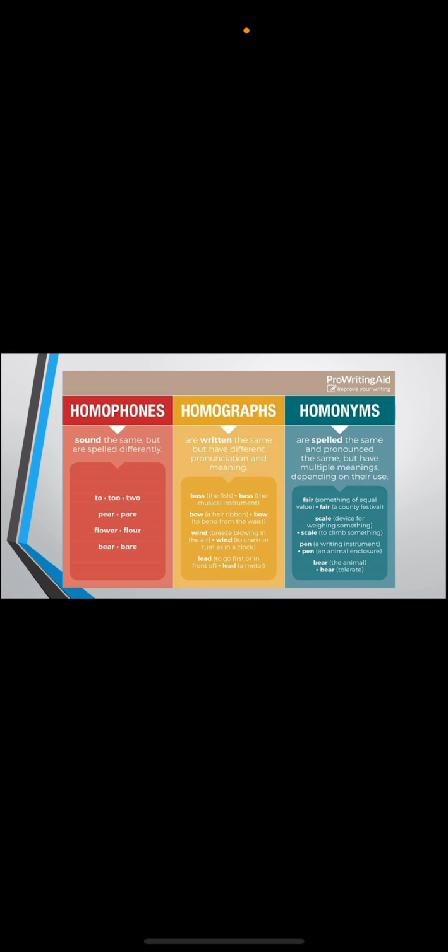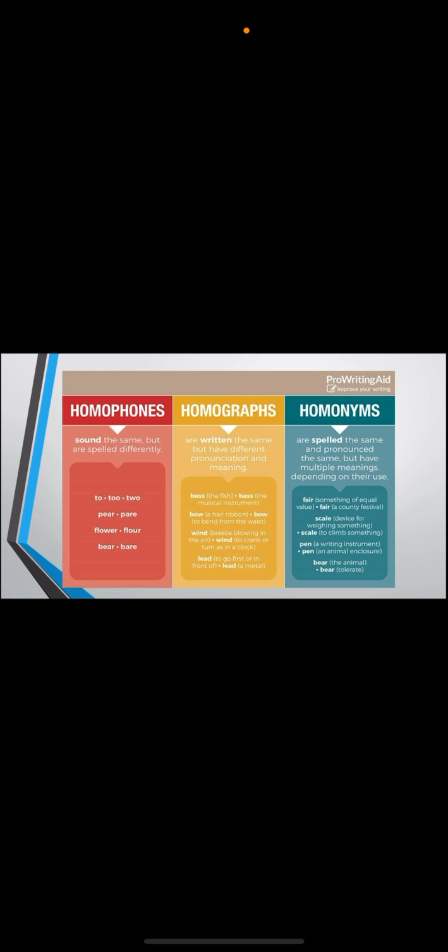And what is homographs? Homographs, bow. The first meaning of bow is a ribbon, and the second meaning is to bend from the waist. When we are meeting a king or a respected person, we will bow to them. That means we will bend. And the first bow is a hair accessory that little kids use.